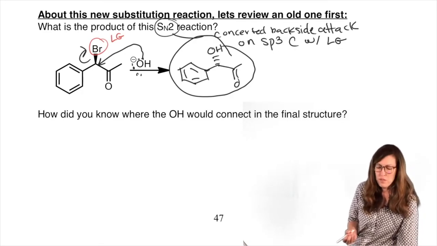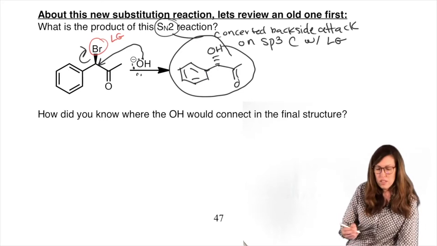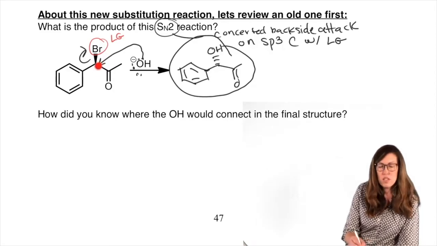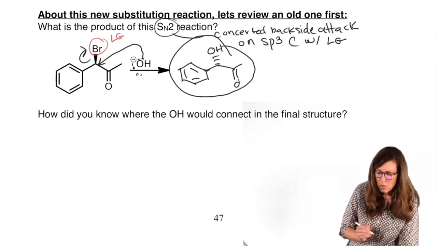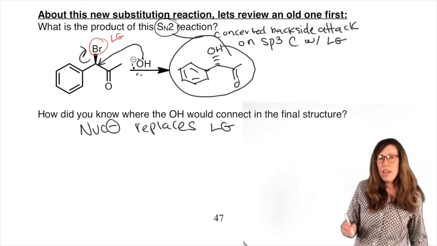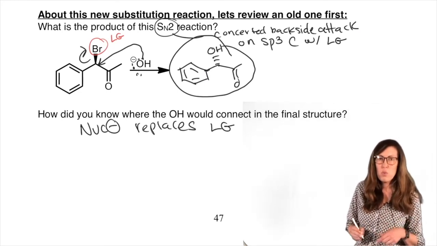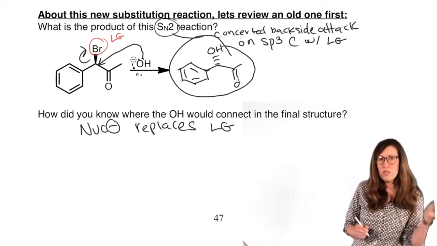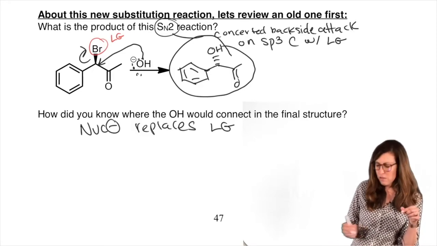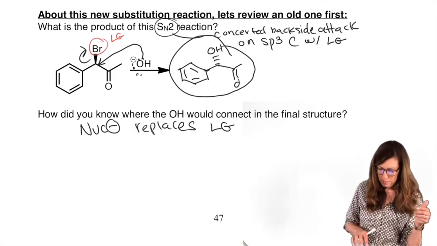Why is this in the substitution family? Well, when you replace one group with another, then we have a substitution. So how did we know where the OH would go here, back from our OChem 1 reactions? Well, OH, the new group, the nucleophile, replaces the leaving group. So in that sense, it's going to be similar to what we're about to cover. We're going to move the leaving group over to the ring, but the ring's not sp3 hybridized, so we can't call it an SN2. It could be a different reaction, built on a different mechanism.